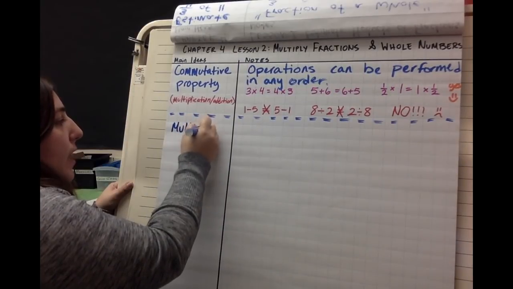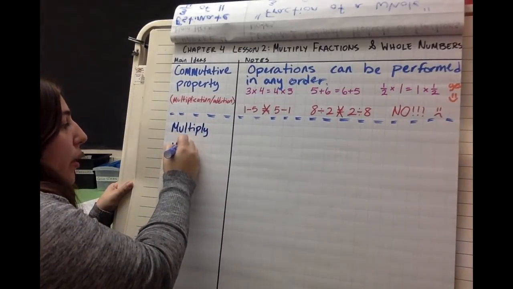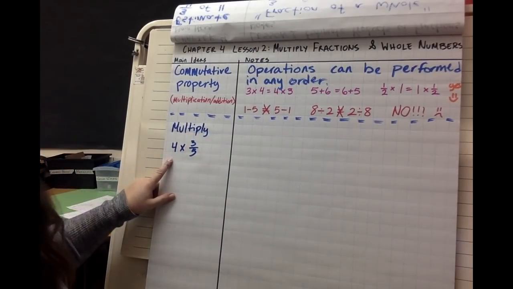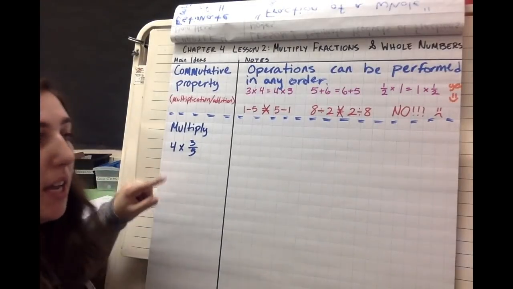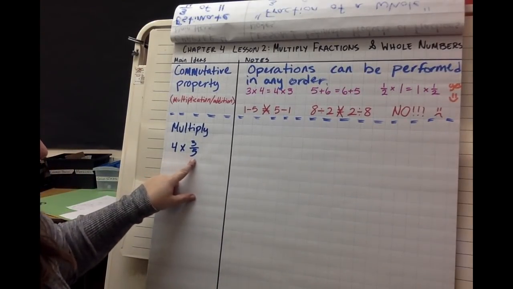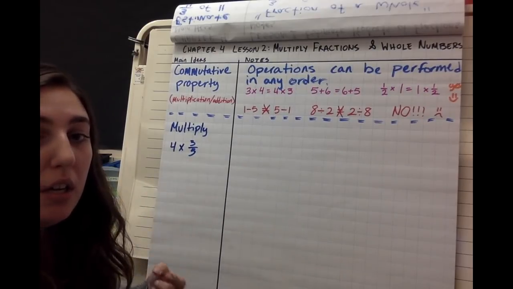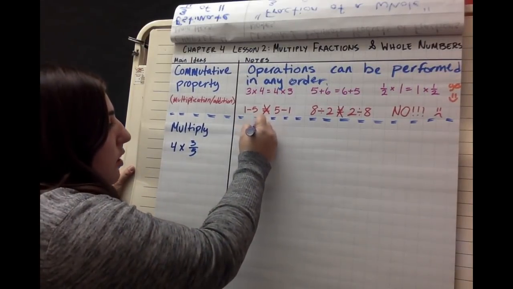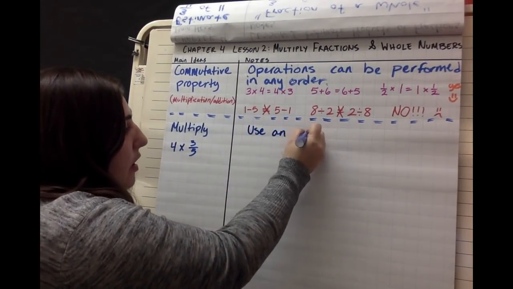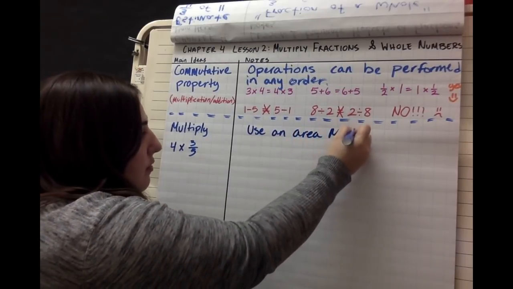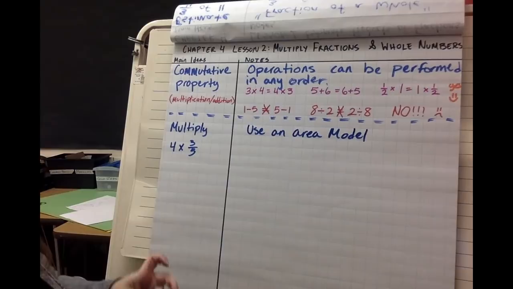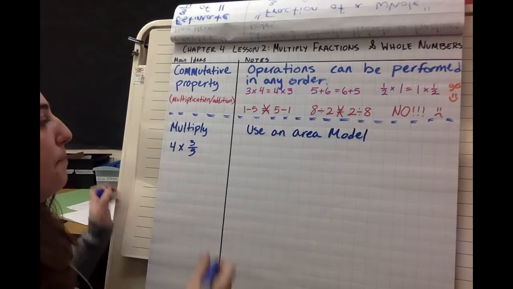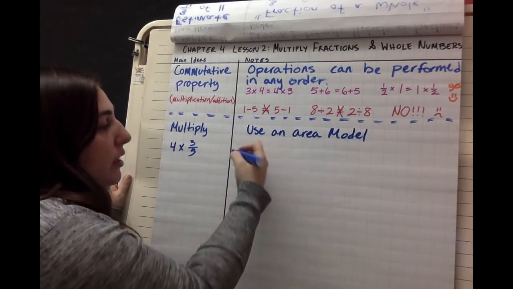So we're going to multiply 4 times 3/5. And again, it doesn't matter if I put 3/5 first and I multiplied 3/5 times 4, it's the same thing, okay? So multiply 4 times 3/5. First, I'm going to start to multiply using an area model. So let's use an area model, okay? And when I'm using this area model, I'm going to use a bar to help me illustrate what I want to do.